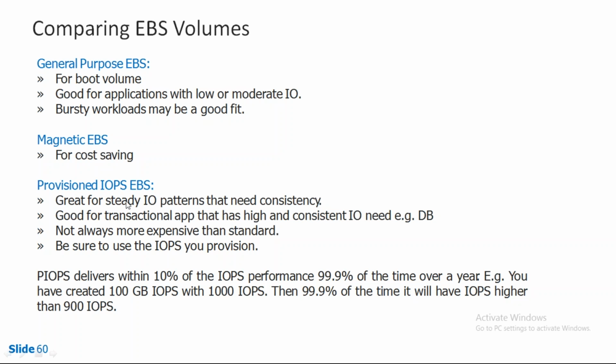Then provisioned IOPS, we have so many uses with this. Great for steady IOPS patterns that need consistency, good for transactional apps that have high and consistent IO needs, for example database. Not always more expensive than standard, because it is charged based on the rate at which you are using it. Be sure to use the IOPS you provision. IOPS is nothing but input output per second.